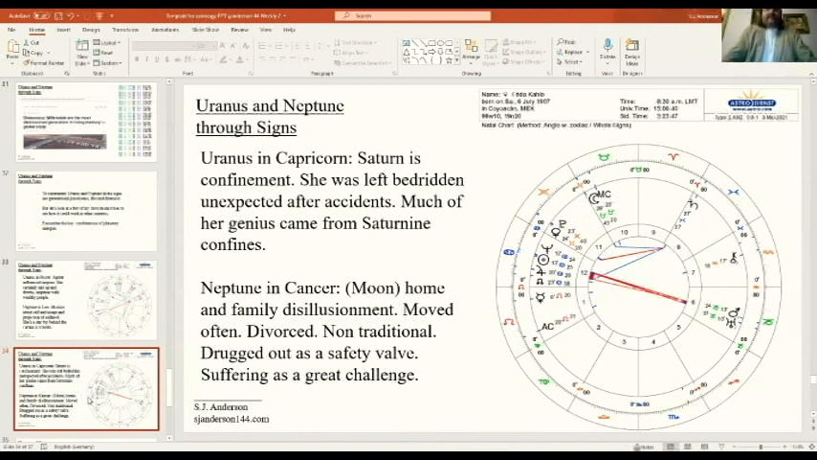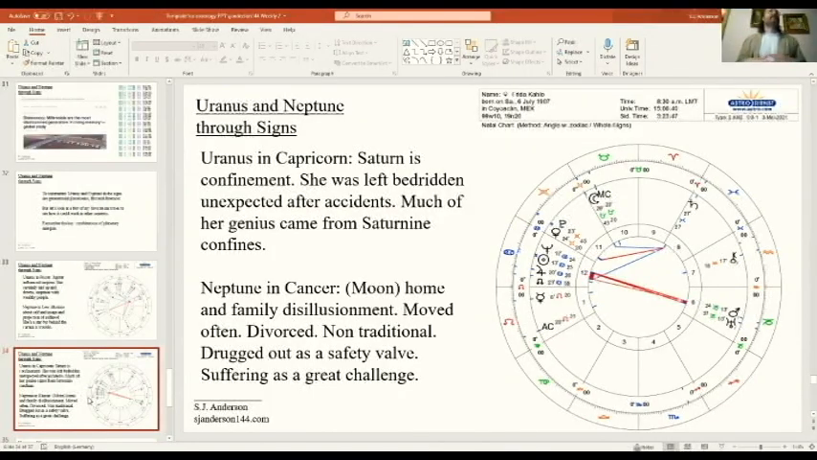Now, Neptune in Cancer, if you look at her Neptune, so again, moon, home, mother, family, and she moved often, she was divorced. I think when you read about her life, the traditional family structures were not existent. She wasn't able to have children because of her accident. So again, you're dealing with a non-traditional life: what do you do if you don't have access to tradition? You're sort of left in a Neptunian sea of the unknown.